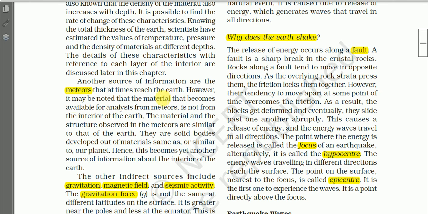It may be noted that the material that becomes available for analysis from meteors is not from the interior of the Earth. That means meteors are not from the interior of the Earth. However, the material and structure observed in meteors are similar to those of the Earth, because the Earth, other planets, asteroids and other heavenly bodies were derived from this common object.